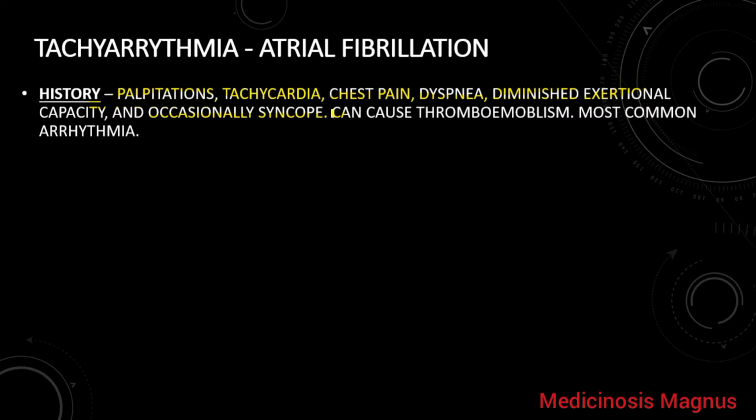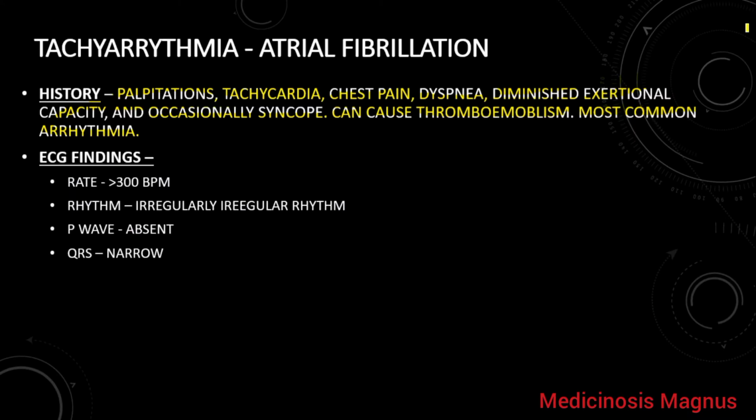This atrial fibrillation can cause clots and can lead to thromboembolism, commonly seen in stroke patients, that is the cardioembolic stroke. There will be atrial fibrillation, then there will be formation of clots, and that clots would be dislodged and go and block in the circle of Willis or anywhere in the cerebral circulation, causing stroke. That is the cardioembolic stroke. And this atrial fibrillation is the most common arrhythmia.